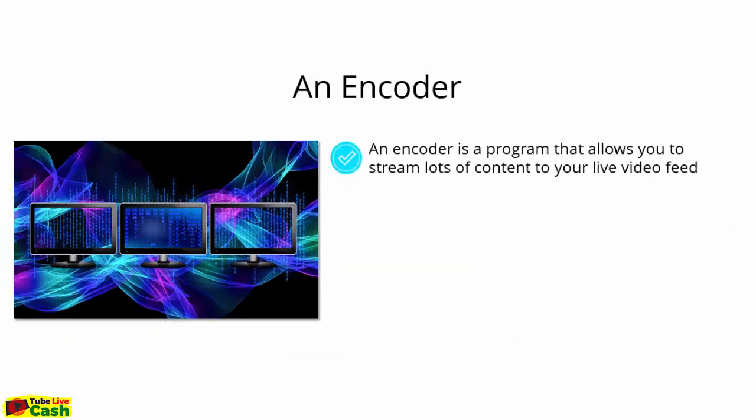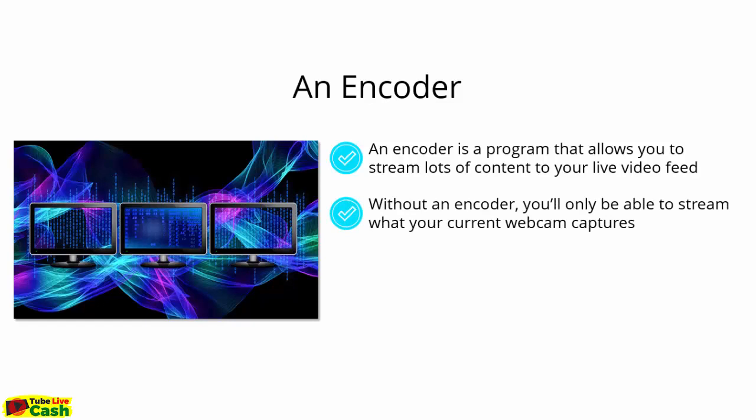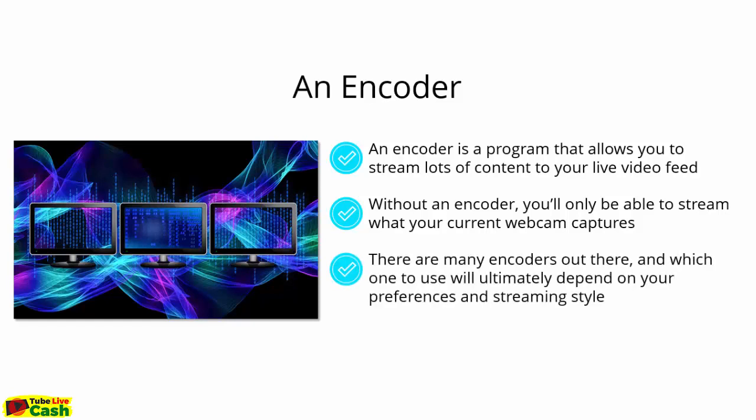So let's talk about what it is. An encoder. An encoder is a program that allows you to stream lots of content to your live video feed. Without an encoder, you will only be able to stream what your current webcam captures. But with an encoder, you can capture and stream from your desktop or from different feeds. There are many encoders out there, and which one to use will ultimately depend on your preferences and streaming style. YouTube has a list of recommended and verified encoders, so we recommend you to check it out and decide for yourself.